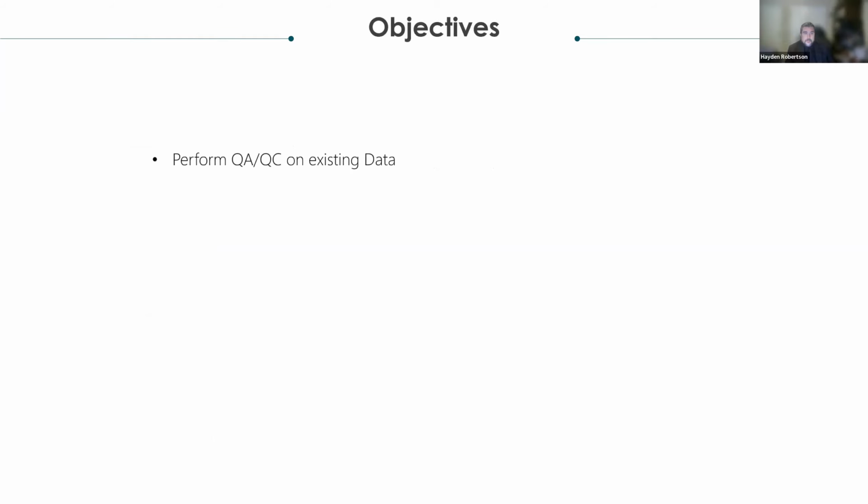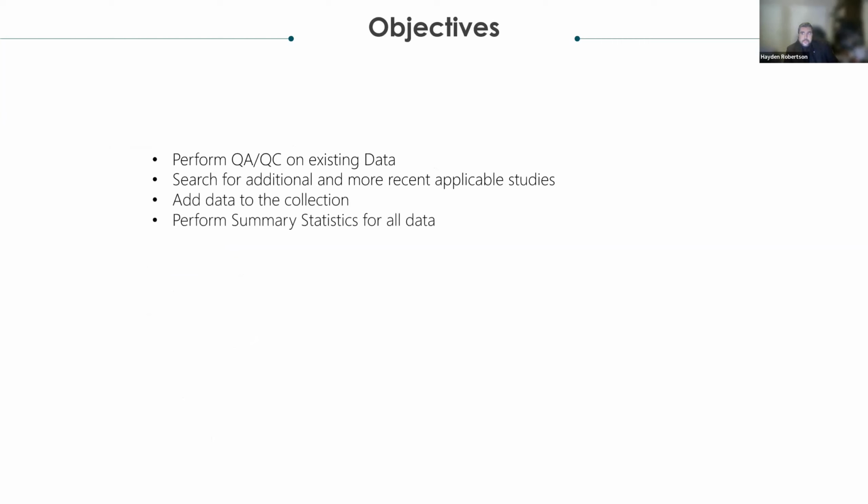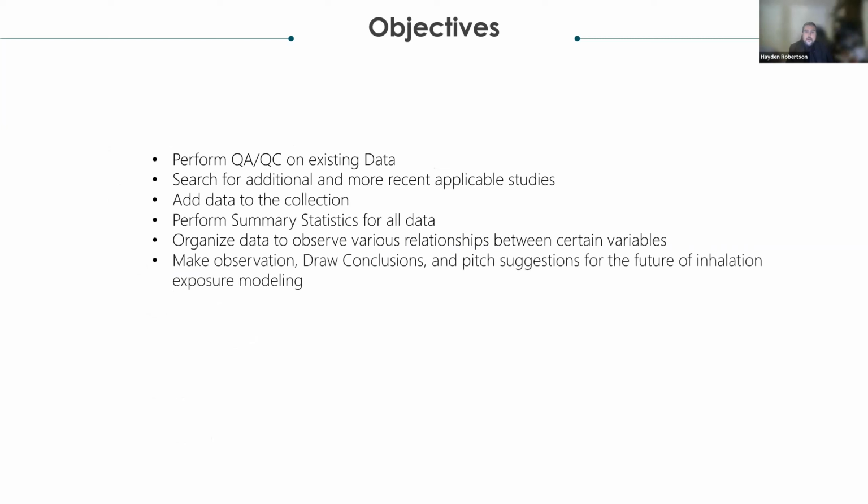So our objectives: to perform a QA/QC on the existing data, search for additional, more recent applicable studies, add that data to the collection, perform summary statistics for all that data, organize to observe the various relationships between certain variables, and then we make our observations, draw our conclusions, pitch suggestions for the future of inhalation exposure modeling. And I will walk through all these things later.